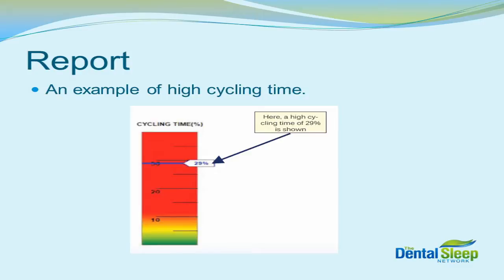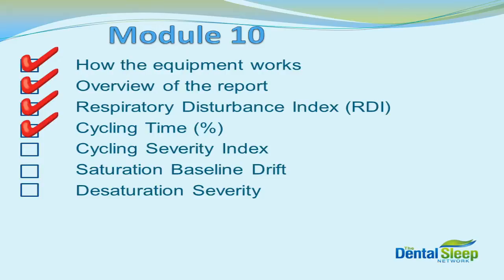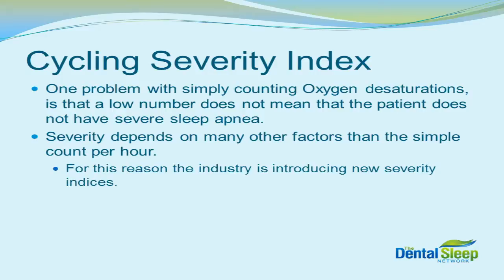So again, the cycling time is the total percentage of time that the patient is in a cycling mode, which is oftentimes representative of an apnea or hypopnea cycle. Now that we've learned about the cycling time, let's discuss the cycling severity index. The cycling severity index is also shown on the graph as well.